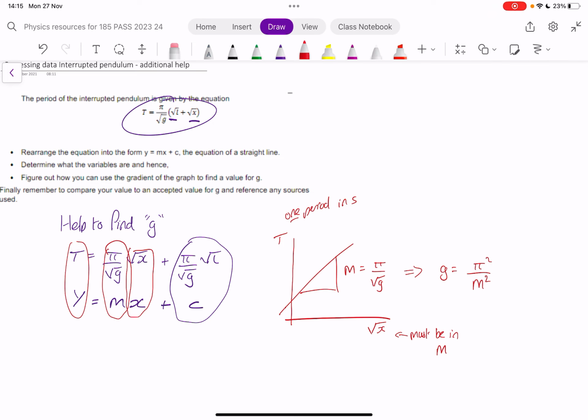Okay, so if you've got multiple readings for 10 oscillations, find the mean of those, but then you've got to divide that mean by 10. The time period is for one oscillation, and it must be in seconds. Plot t against root x, take the gradient, and quite simply do that calculation with the gradient, and that gets you your value for G. Couldn't actually be more straightforward.